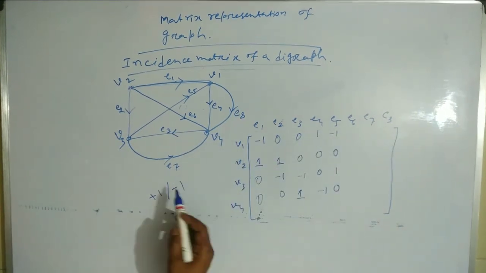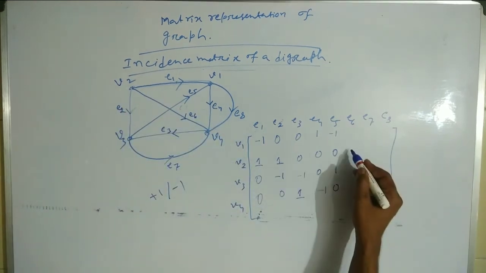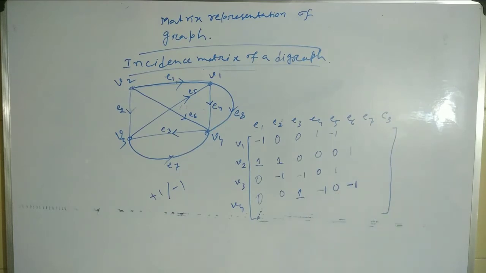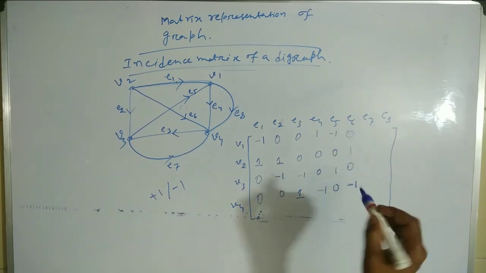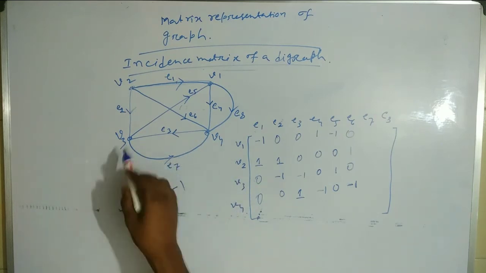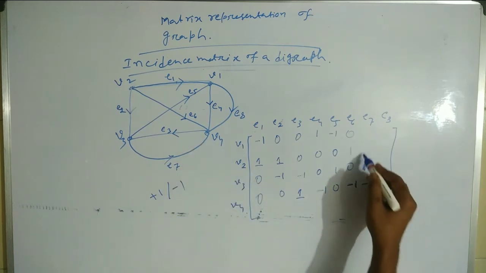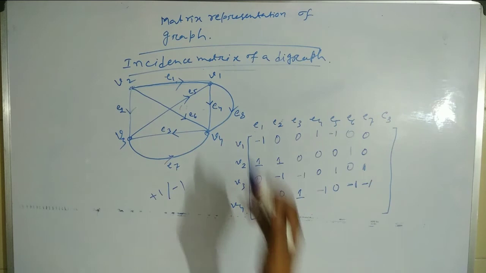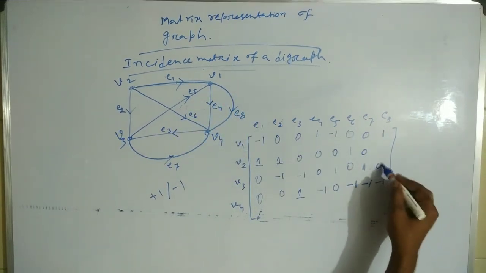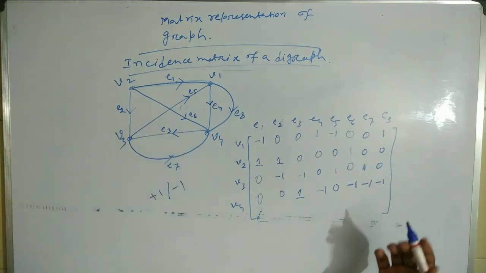For E6, where is E6? Now this is E6. It is going out from V2, so this is +1, and it is going into V4, so it will be -1. For E7, it will be +1 for V3 and -1 for V4. Other will be 0. For E8, it will be +1 for V1 and -1 for V4, 0, 0. So this is our required incidence matrix for this directed graph.